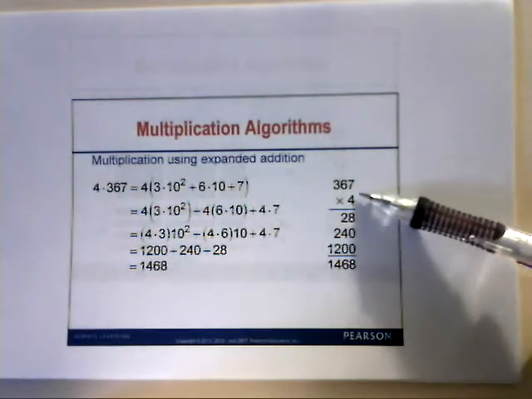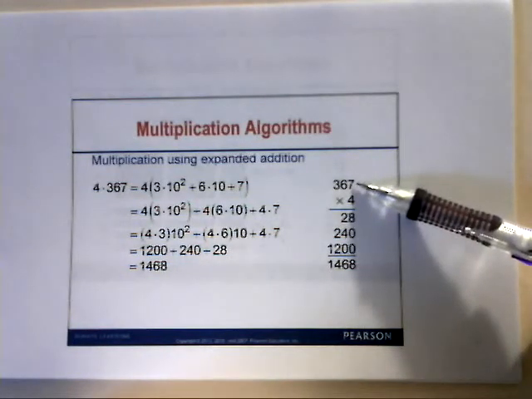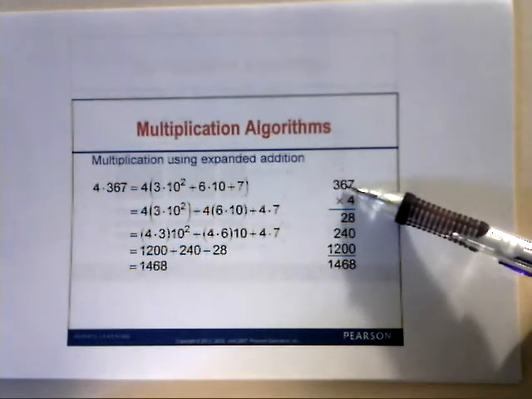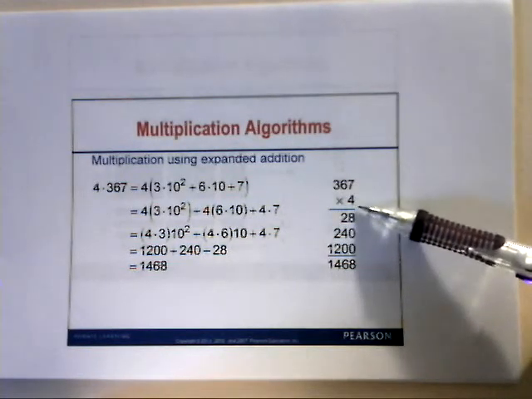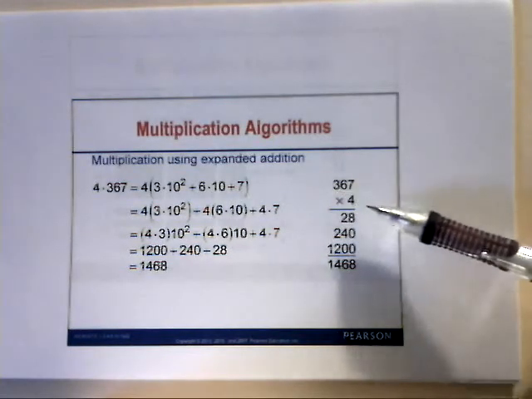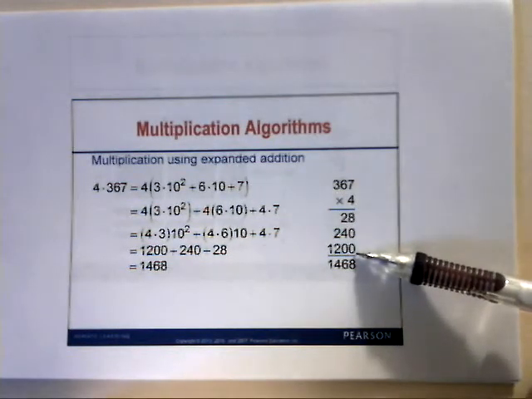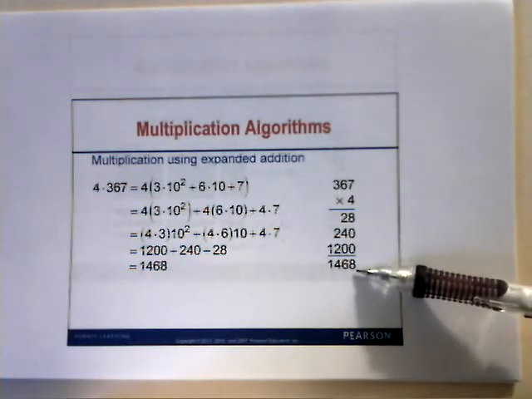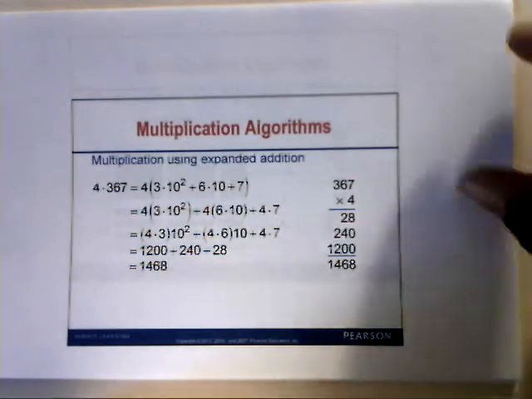And this is also illustrated this way. 4 times 7 is 28. 60, the 6 is in the tens place, so that's 60 times 4, that's going to be 240. The 3 is in the hundreds place, that's 300 times 4, that's 1200. Add 1200, 240, and 28 together, that will give you the product of 1468 as well.